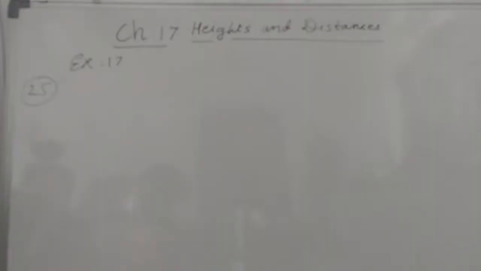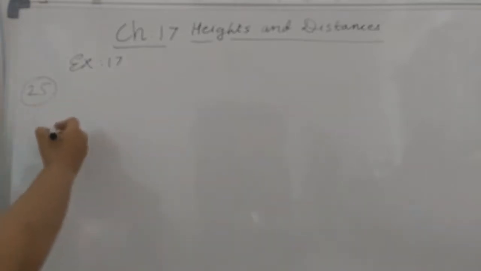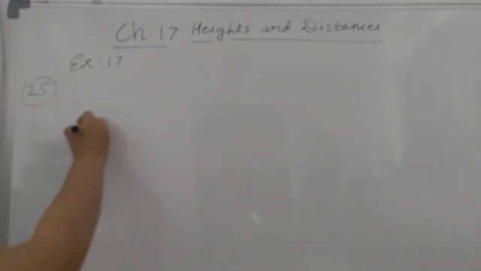Question number 25. The angle of elevation of a cloud from a point 60 meter above the lake is 30 degree, and the angle of depression of the reflection of the cloud in the lake is 60 degree. Find the height of the cloud. The figure is already given in the question. So let us take the same figure here.